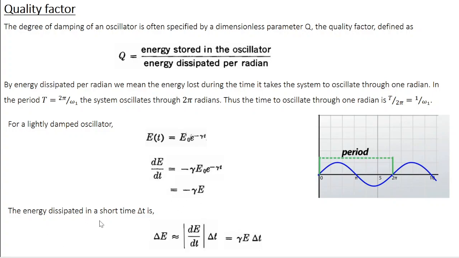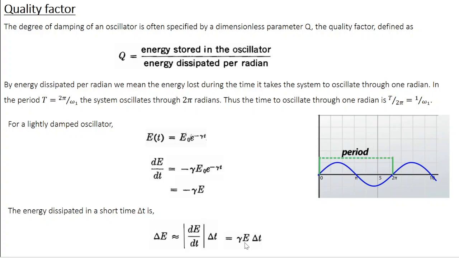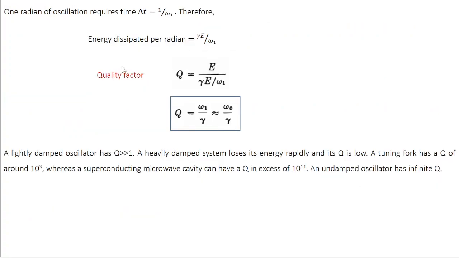So the energy dissipated in a short time delta T is going to be the magnitude of dE by dt multiplied by delta T. So this is gamma E delta T, for a delta T time interval. Now we know that 1 radian of oscillation requires the time delta T equal to 1 over omega 1. Therefore, the energy dissipated per radian is going to be gamma E multiplied by 1 by omega 1. So this is gamma E by omega 1.